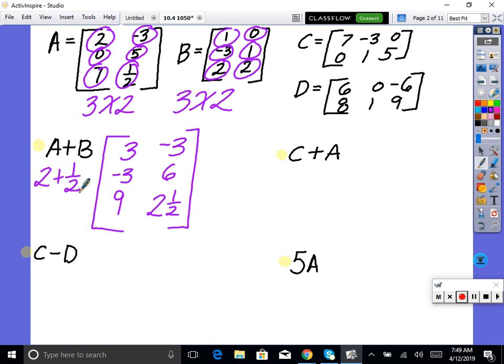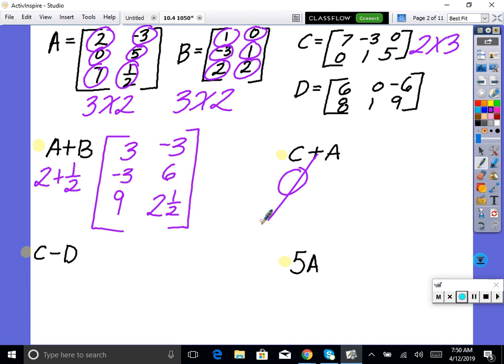Now, can we do C plus A? Let's see. So C is a 2 by 3 matrix. Can we add that to A? No, because they don't have elements sitting in the same position. Do you see what I mean? So we can't. I'm just going to put a no solution. We can't do it. Undefined solution, whatever.